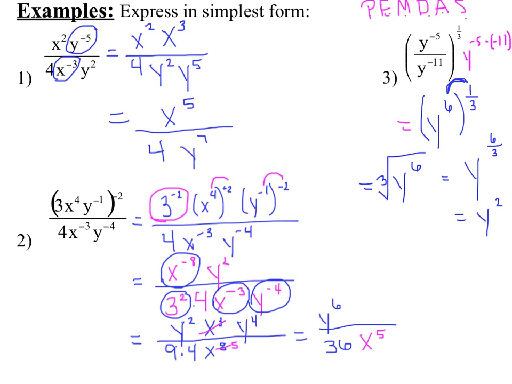This is the same idea. When you're simplifying roots, you need to think about how many groups of 3 I could pull out of y to the 6th. So I could pull out 2 groups of 3 out of 6 y's, correct? So I'd have y squared. Same idea, just a little bit different. Different way of thinking.